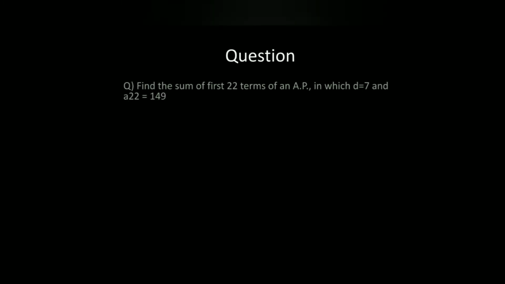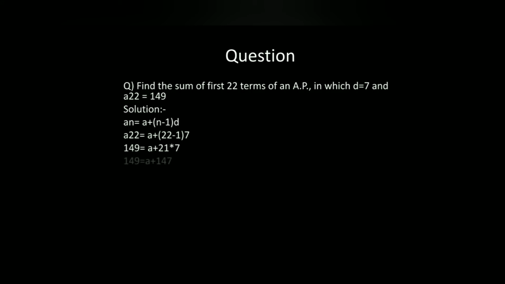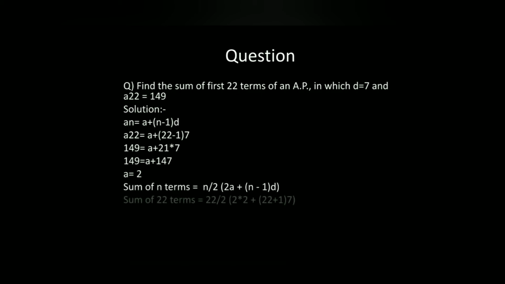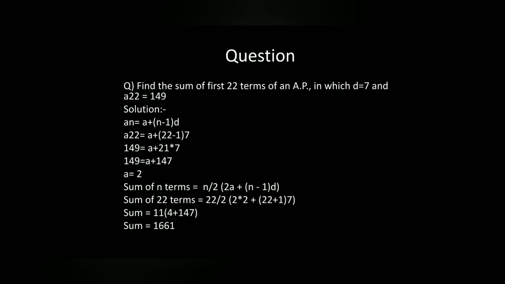Moving further, let us solve a question on AP. The question is: find the sum of the first 22 terms of an AP in which d is equal to 7 and the 22nd term of the AP is 149. Let's see how to solve it. First we write the formula, because the nth term of the AP is equal to a plus n minus 1 into d. Here n is 22 and the 22nd term is 149. So 149 is equal to a plus 22 minus 1 into 7, so 149 is equal to a plus 147, and we get a equal to 2.